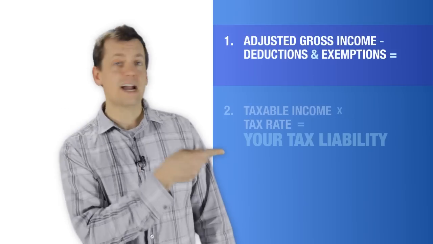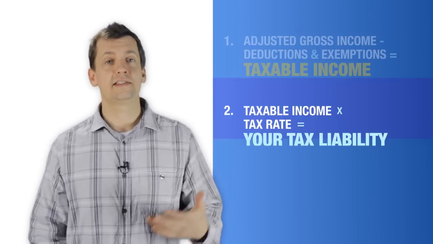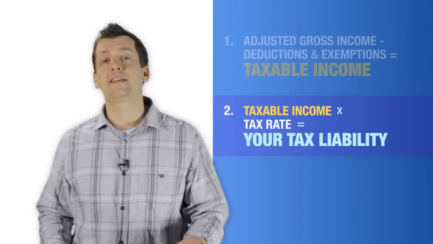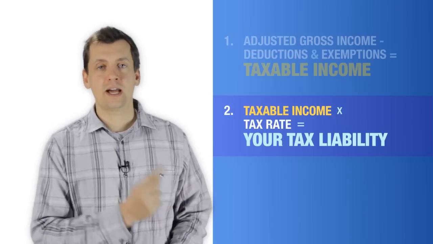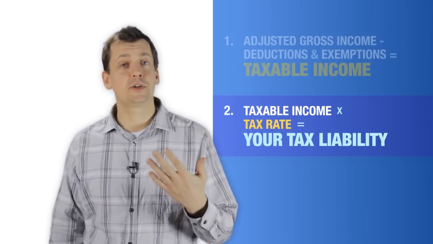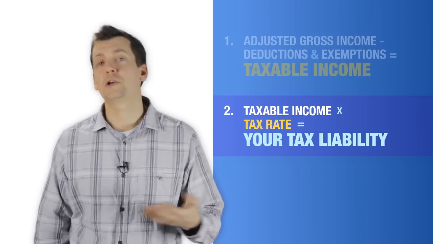Then after you've adjusted and deducted and exempted everything you could possibly think of out of your total income, what you're left over with is your taxable income. Then you just plug that into the second equation. Your total tax or tax liability is just taxable income times tax rate. Your personal tax rate is determined by your income and it's progressive, so someone who makes very little might only pay 10% of their taxable income, while someone who makes more might pay 35%. The more you make, the more you pay.